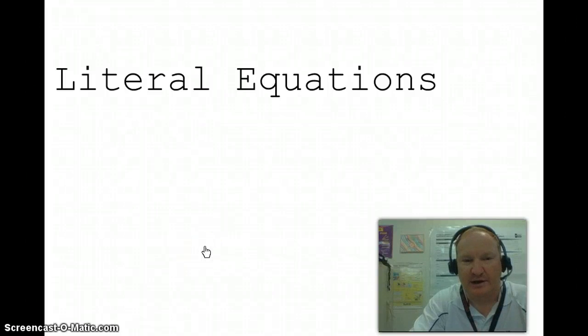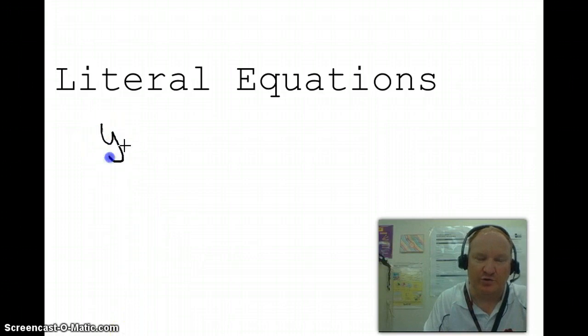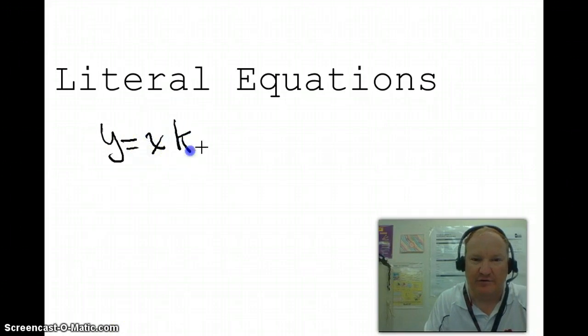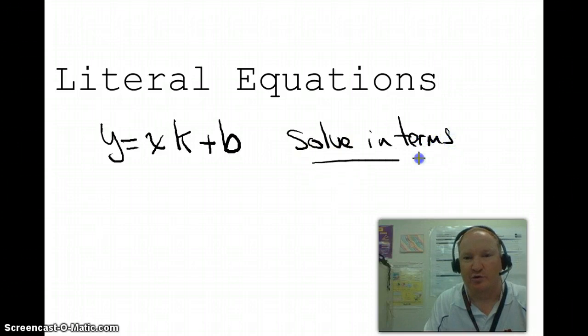Good evening, everybody. Tonight we're going to be taking a look at literal equations. Now that may sound a little ominous at first, but actually it's quite simple. Really what you're going to be dealing with is something that looks like this, where you only have variables. And I'm going to ask you to solve in terms of one of those variables.